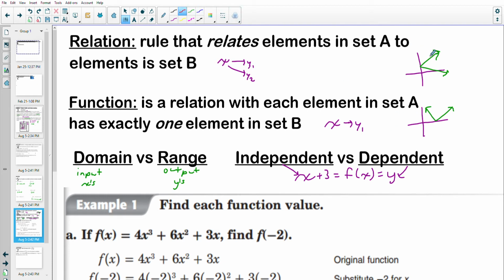And you can see this by having a vertical line, and the vertical line would intersect that graph in two places. That is called the vertical line test.